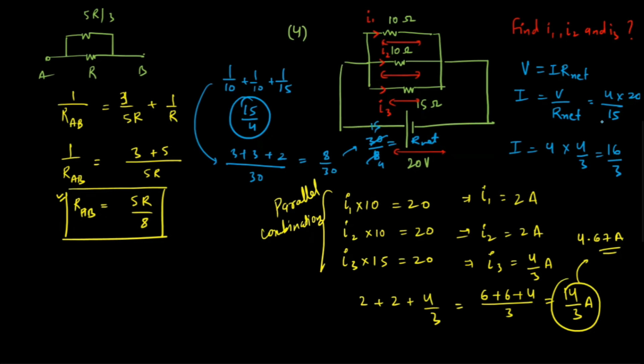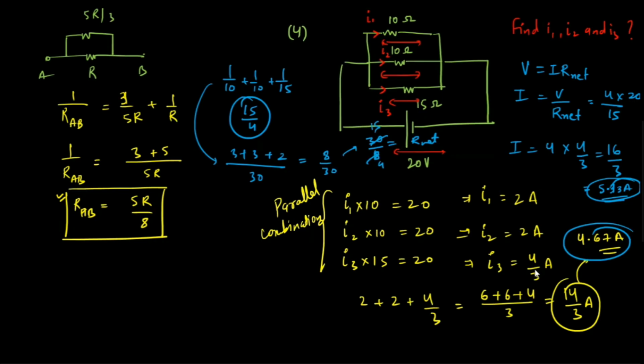16 over 3 is also coming out to be 5.3 amperes. This is a lot of difference. That much difference should not be there. Let's try to verify whether some calculation has been made wrong or not.